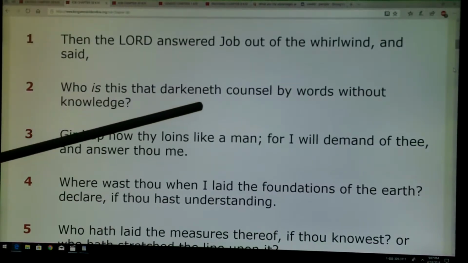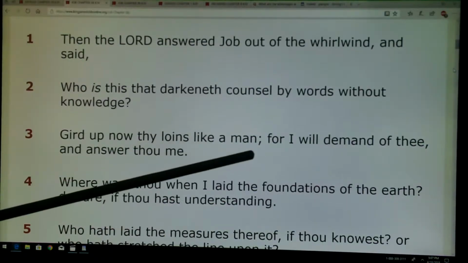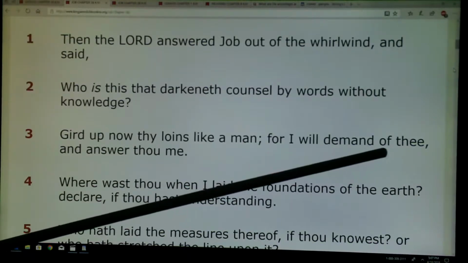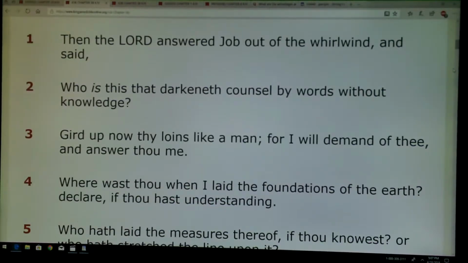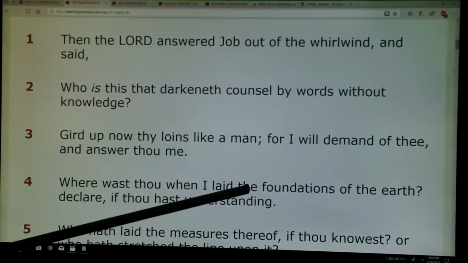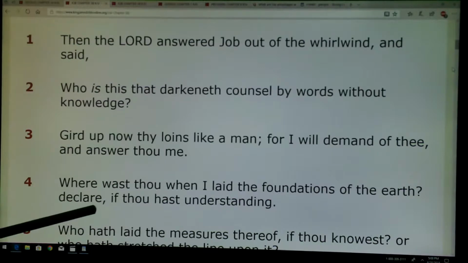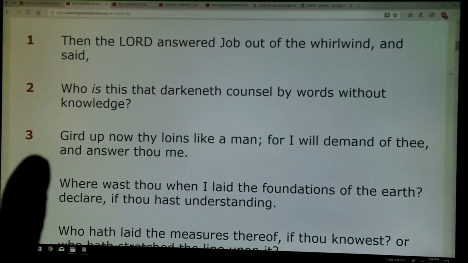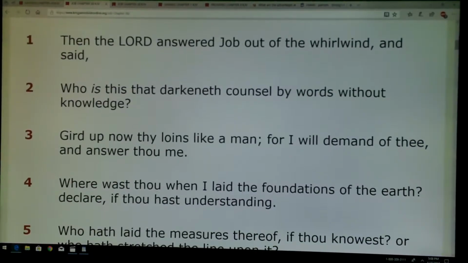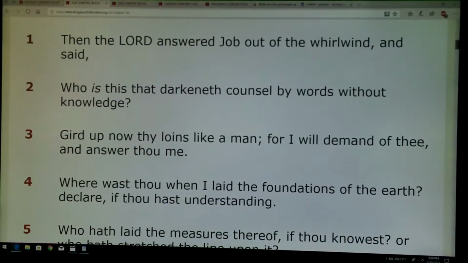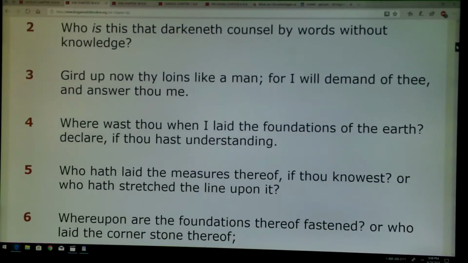Who is this that darkeneth counsel by words without knowledge? Gird up now thy loins like a man, for I will demand of thee, and answer thou me. Where wast thou when I laid the foundations of the earth? Declare if thou hast understanding. So the earth has foundations. Four foundations: earth, wind, fire, air. The four foundations of the earth. Okay? So we got the earth and its foundations.